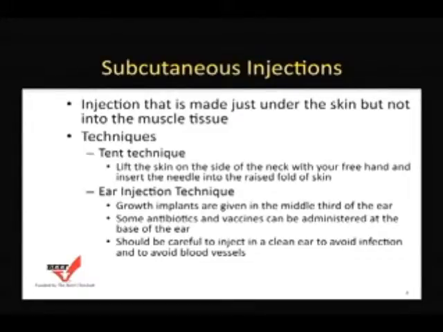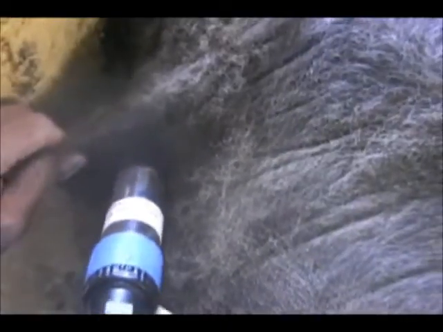There are two techniques that can be used to give a subcutaneous injection. One, and probably the most popular, is the tenting technique. That is where the skin is lifted from the side of the neck and a tent is formed, and the injection is given there at the base of the tent that has been formed. To conduct the tenting technique, pull the skin away from the side of the neck and give the injection at the base of the tent formed.